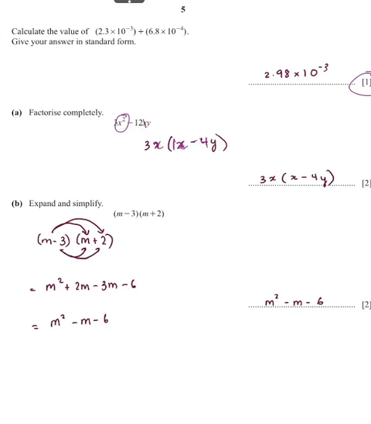Then expand and simplify. So you have m minus 3 and m plus 2. What you do is multiply m into m and 2, then minus 3 into m and minus 3 into 2. Then we get m squared plus 2m minus 3m minus 6. So 2 minus 3 is minus 1. If you want, you can write the 1 or you can just write m. So m squared minus m minus 6.